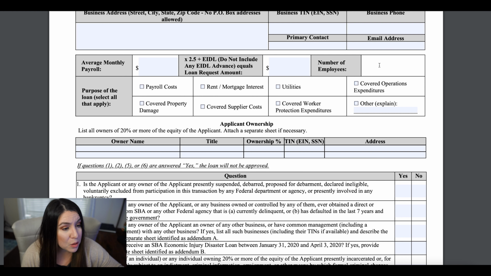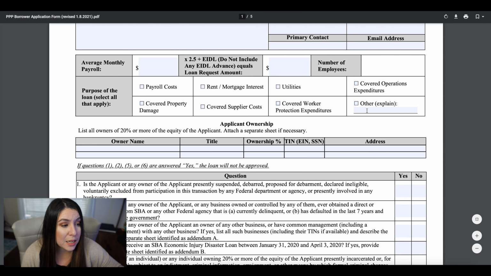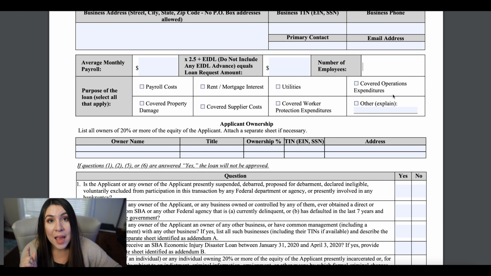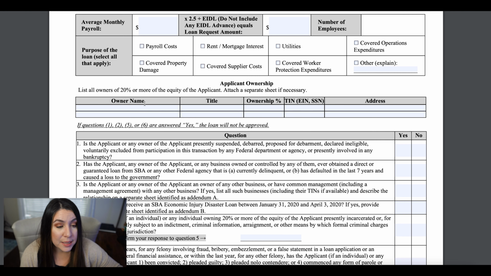Then you put the number of employees here, and then you're going to select the purpose of the loan funds. Now, if you want a breakdown of this, I cover that in the video where I talk about the PPP for first-time borrowers. Then we're gonna state who the owners are of the business that have 20% or more equity. And if there's more than 2, then you need to provide a separate sheet with the remaining owners.